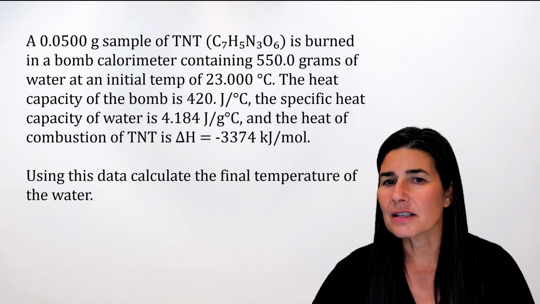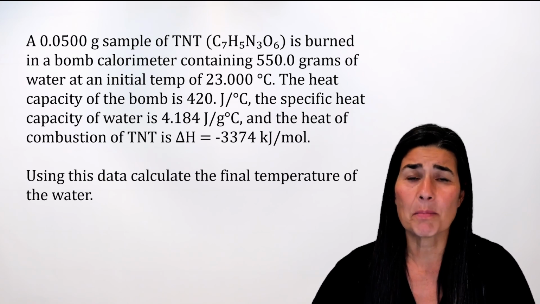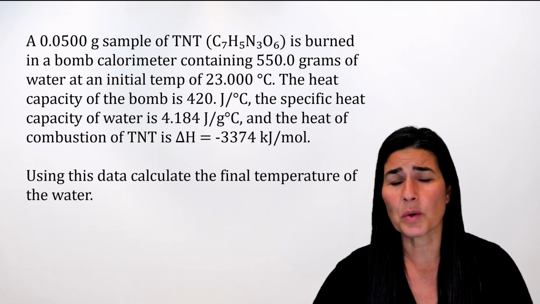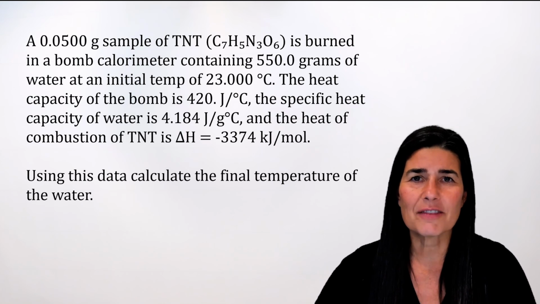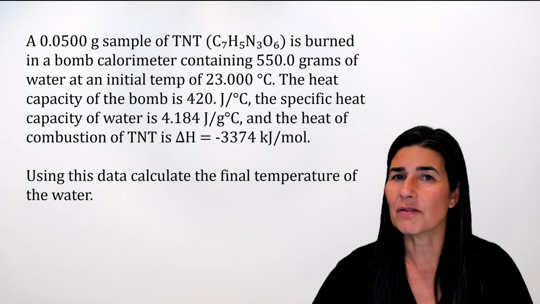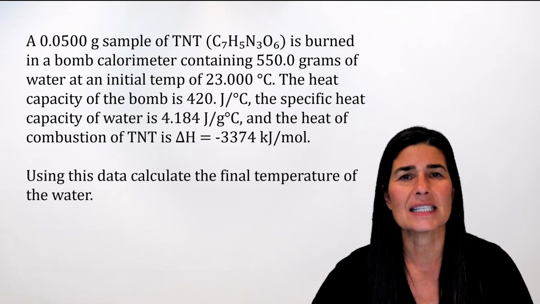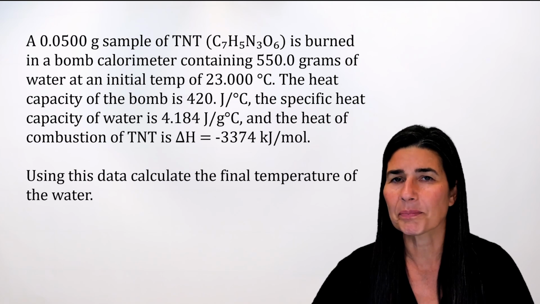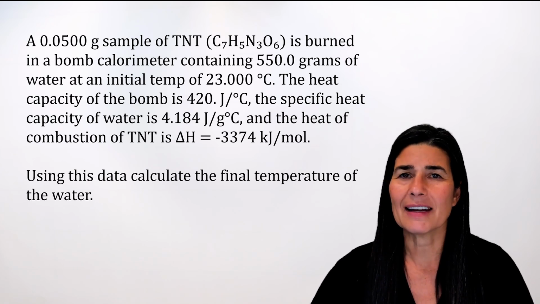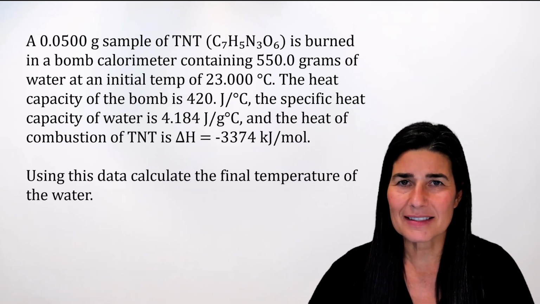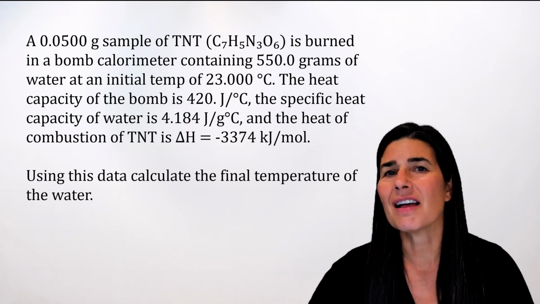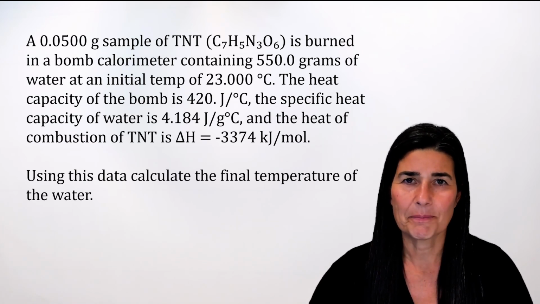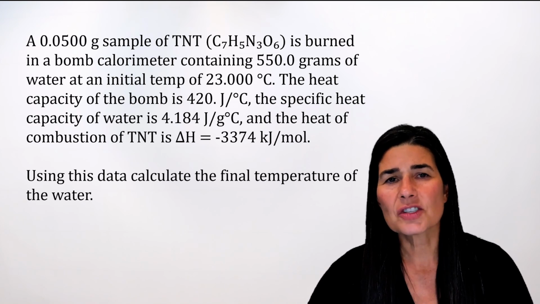It also tells us that the heat capacity of the bomb itself is 420 joules per degree Celsius, and the enthalpy of combustion is a negative 3,374 kilojoules per mole. They'd like us to determine, after this TNT is combusted, how hot does it get? What's the final temperature of our system in this case? Okay, so let's start at the beginning.